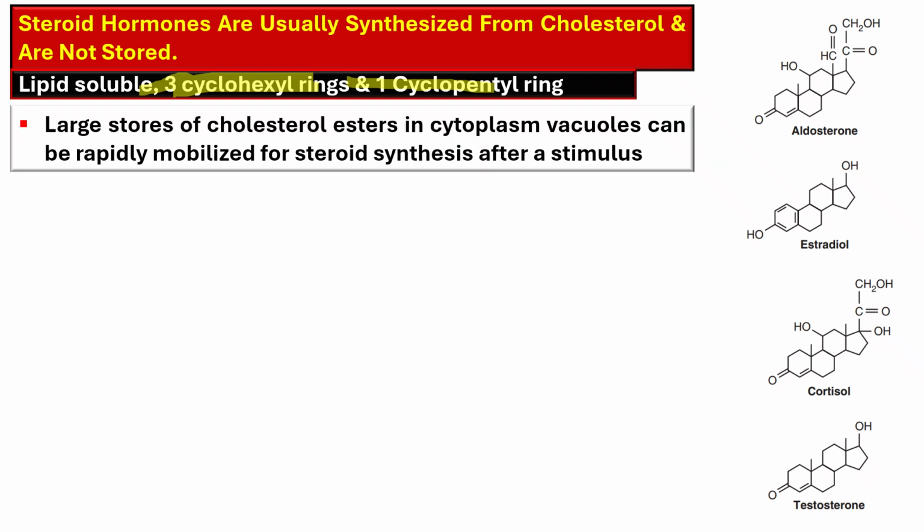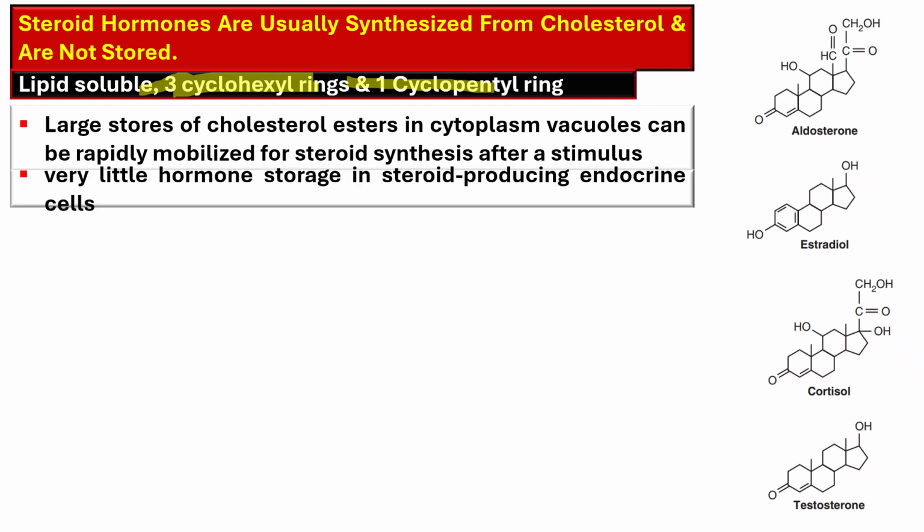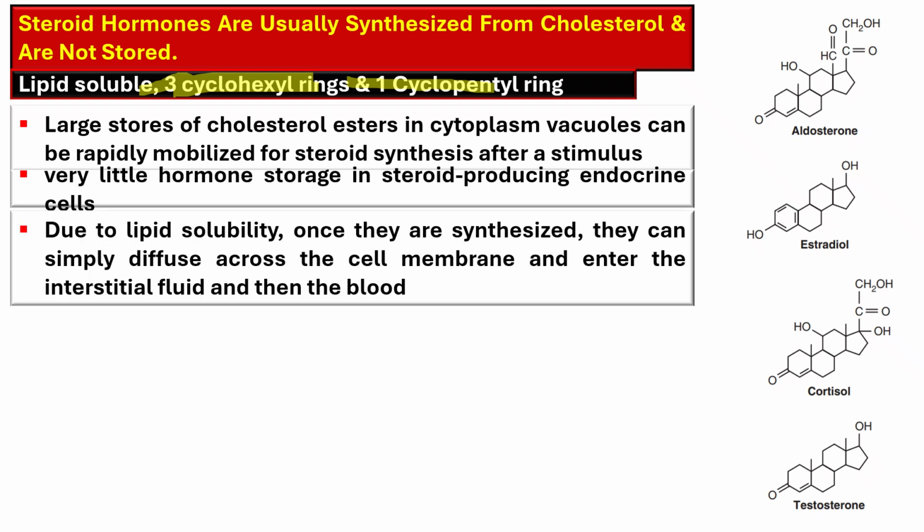The steroid hormones are not stored in large quantities as active hormone. Instead, cholesterol esters are stored in cytoplasmic vacuoles and serve as the reservoir for rapid hormone synthesis. The cholesterol is taken from the plasma as LDL particles, and there is also de novo synthesis inside the steroidogenic cells such as adrenal cortex, gonads, and placenta.